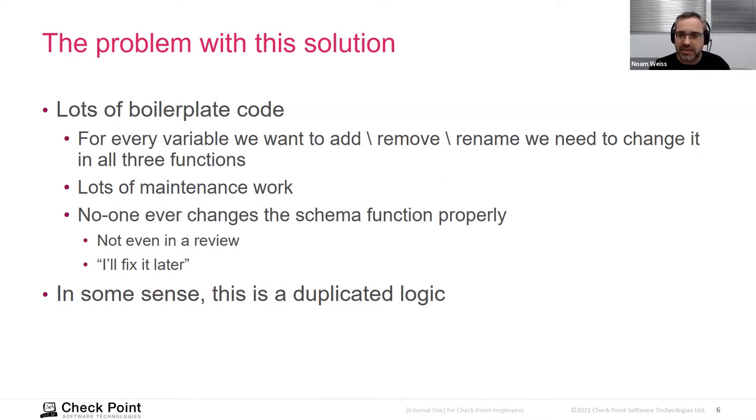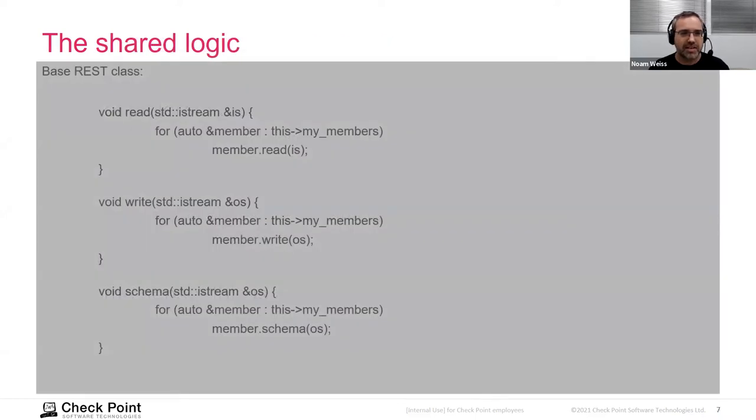And of course, in some sense, it's duplicated logic. I have all those variables, and I do the same thing for all of them three times in the code. Basically, what we would like is to have some way to say, these are my members, and I want to iterate over them and either read, write, or output the schema for each and every one of them.